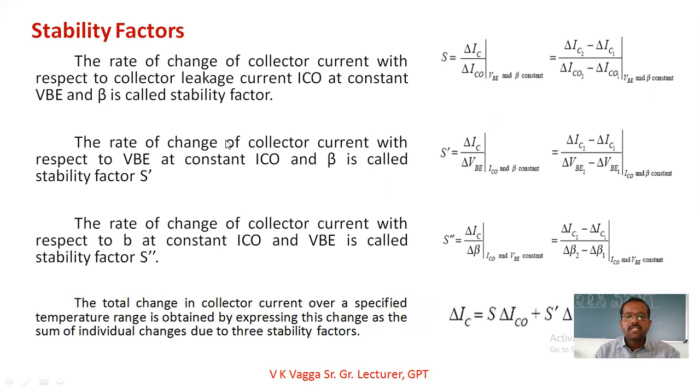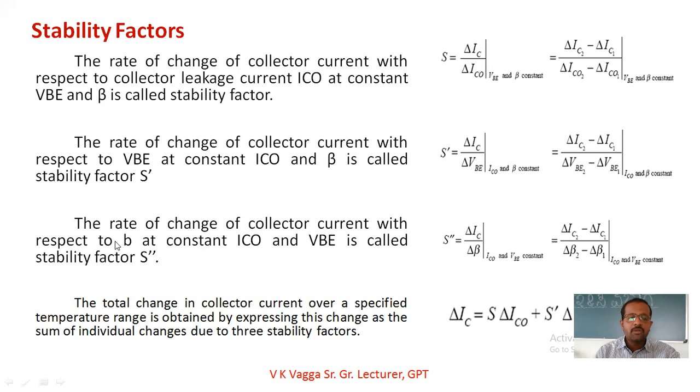Now take one more stability factor, S dash, which is the change of the collector current with respect to VBE, the base to emitter voltage. The output current changes with the change in the base to emitter voltage, where ICO is the reverse leakage current and beta is constant here.